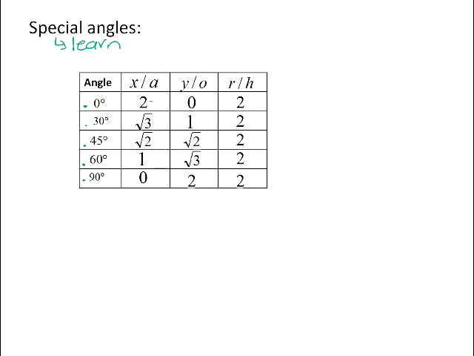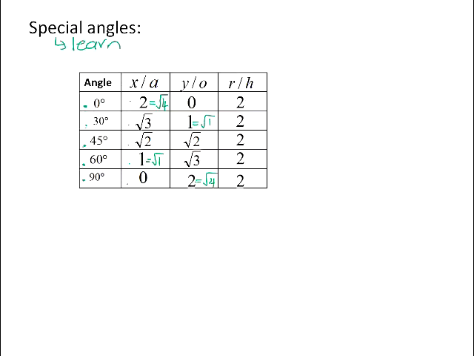So one of the easy ways that you can learn it is if you think of 2 as being the square root of 4, and you think of 1 as being the square root of 1, you can see that there is a pattern in the way that the numbers change as you go down the column of the table. The x values start at root 4, then root 3, root 2, root 1, and 0, if you go from 0 to 30 to 45 to 60 to 90.